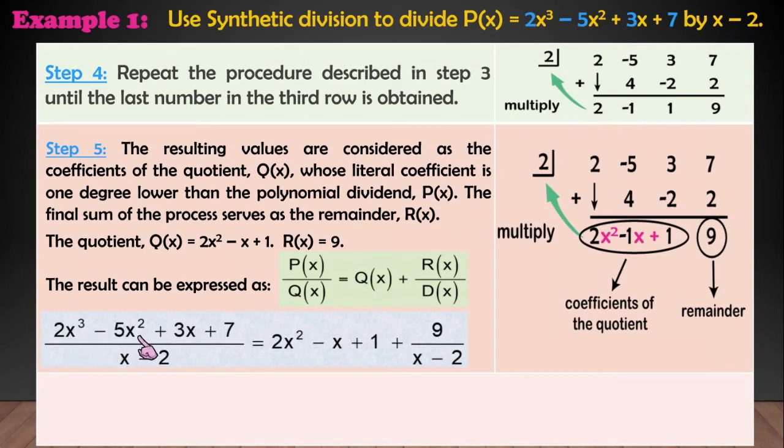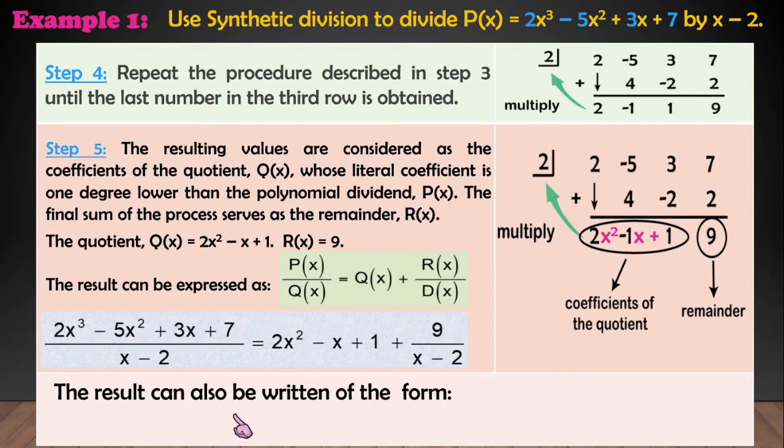So the polynomial dividend is 2x cubed minus 5x squared plus 3x plus 7 all over x minus 2. This should be equal to 2x squared minus x plus 1, the quotient Q of x, plus 9, the remainder, all over x minus 2. So take note, this should be D of x, the divisor.